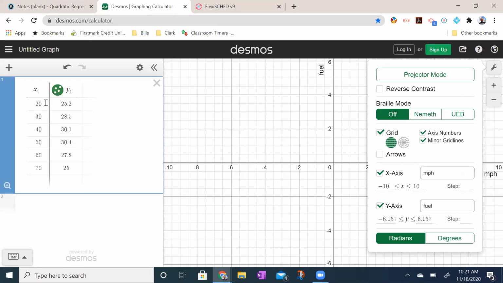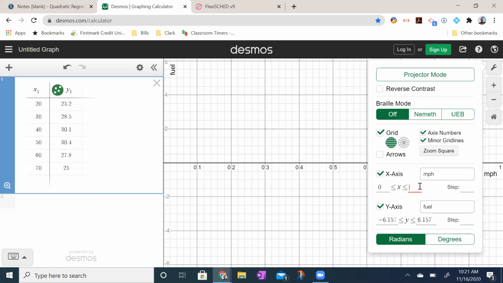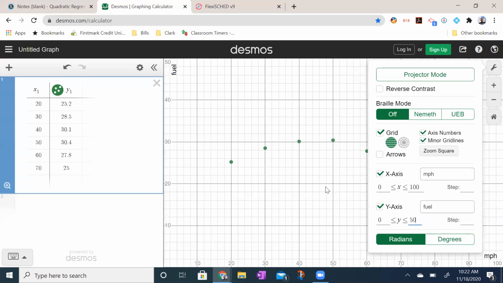Okay, so we'll start at 20. So with mine, I'm going to make the minimum 0. Okay, and then I'm going to go all the way to 100 since we're going to 70, might as well. All right, so that's enough domain for us. So my fuel economy, let's start at 0 as well. If we're not going any miles per hour, we should have 0 fuel economy, other than whatever your engine idles at. And then let's see, the biggest number here is about 30. Let's do 50. All right. Okay, so there is our window.